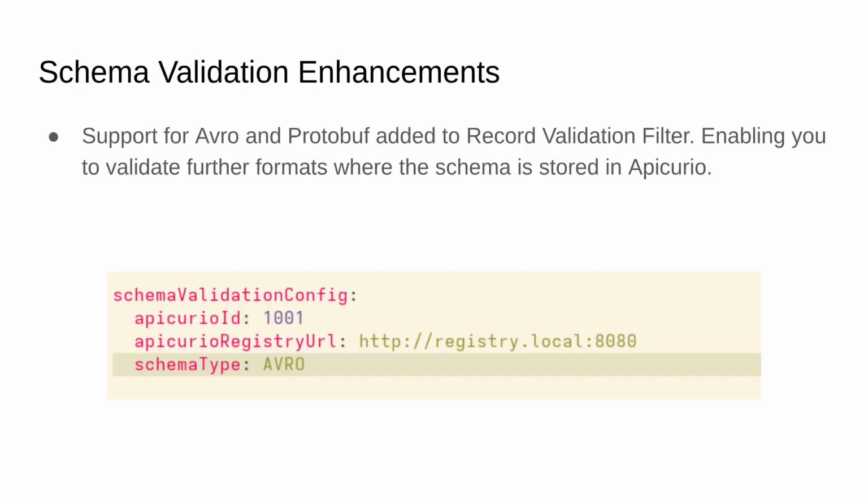Over in the record validation filter, there's now support for validating Avro and Protobuf serialized messages where the schemas are stored in Apicurio. There used to just be JSON schema support.